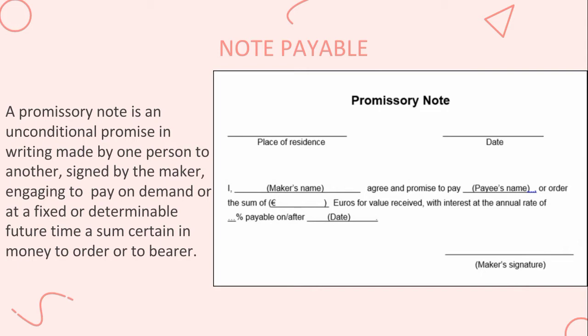What is written there is: I, the maker's name, this is the debtor, agree and promise to pay, his name, this is the creditor, or order, the sum of euros. In our case, of course, it is pesos, for value received with interest at the annual rate of blah blah blah. Below there is a maker signature. As the definition states, it is signed by the maker, so there is a signature signed off by the maker.